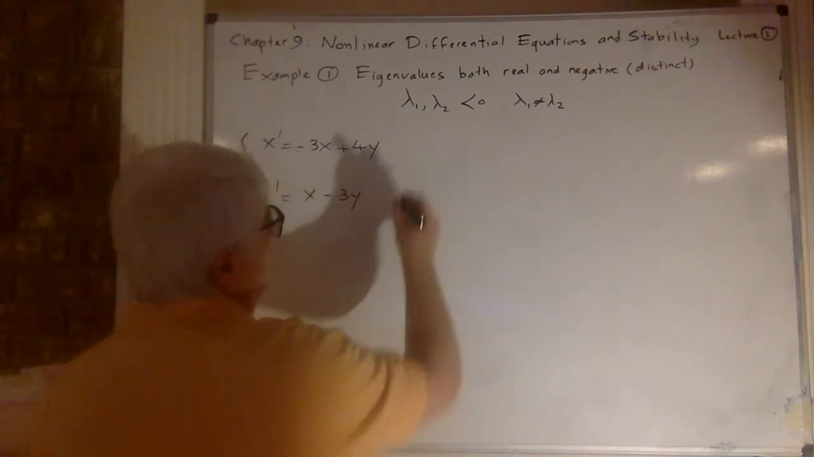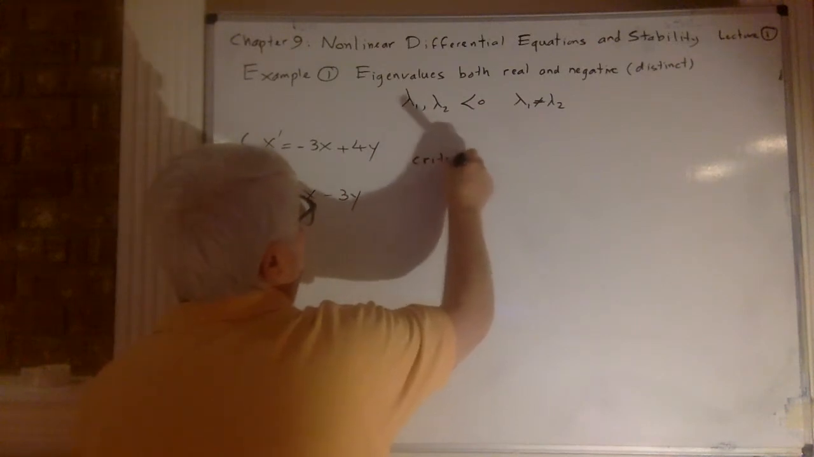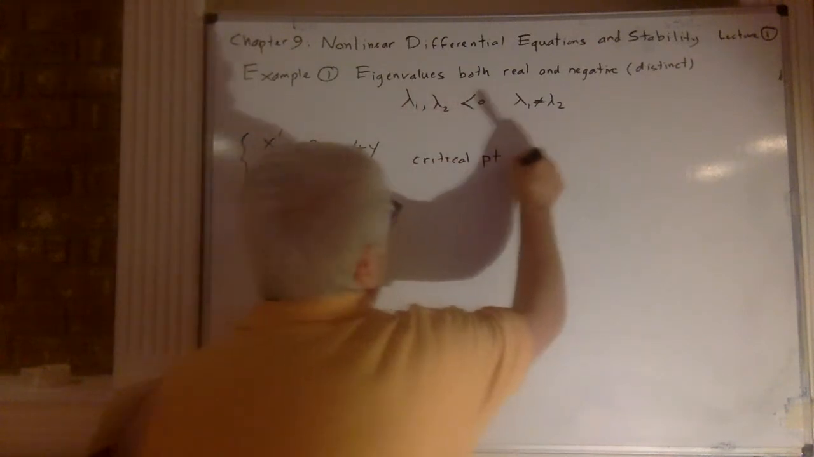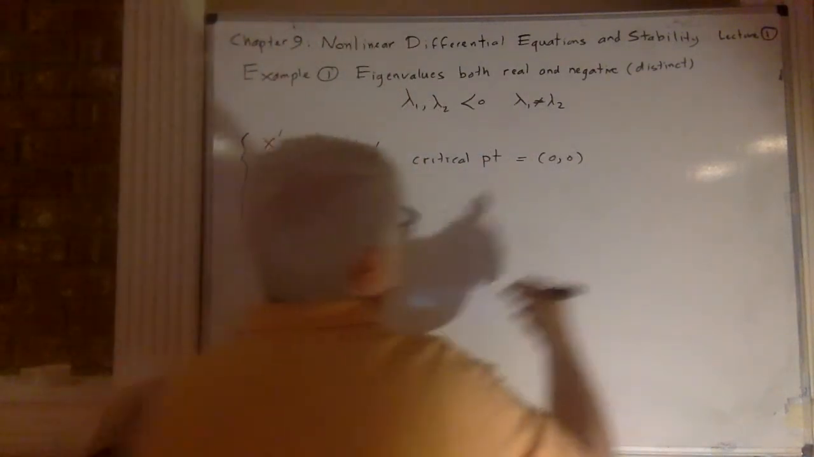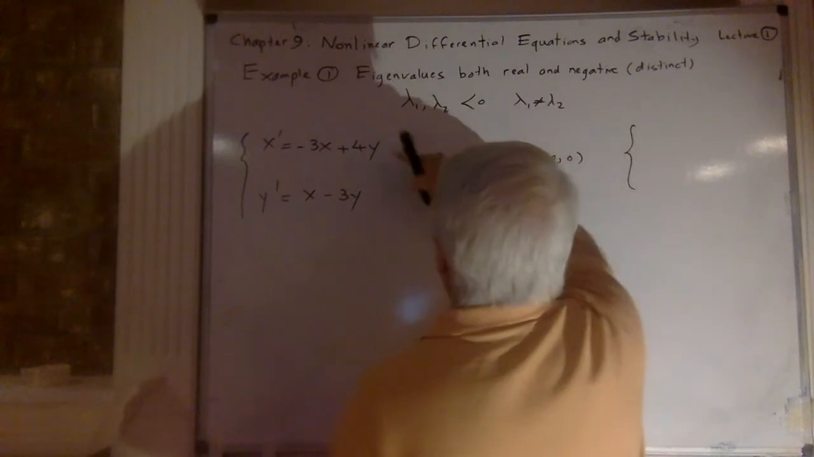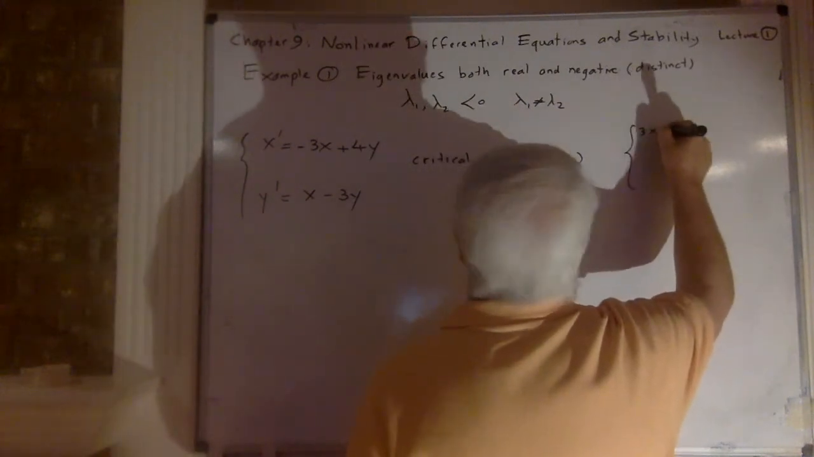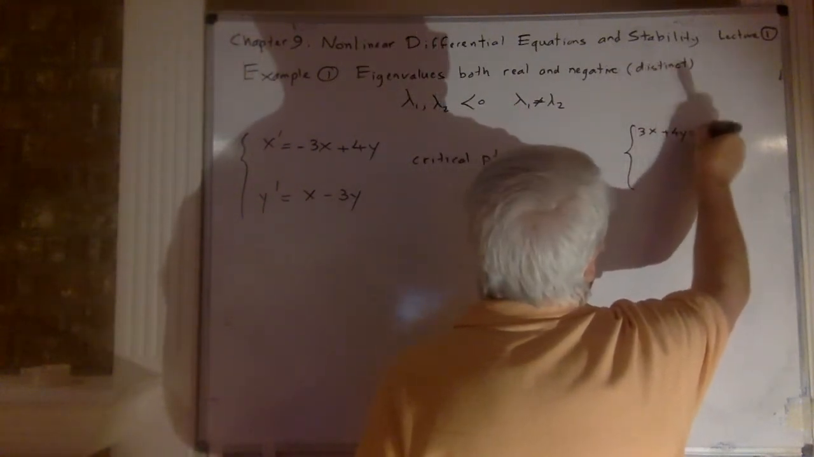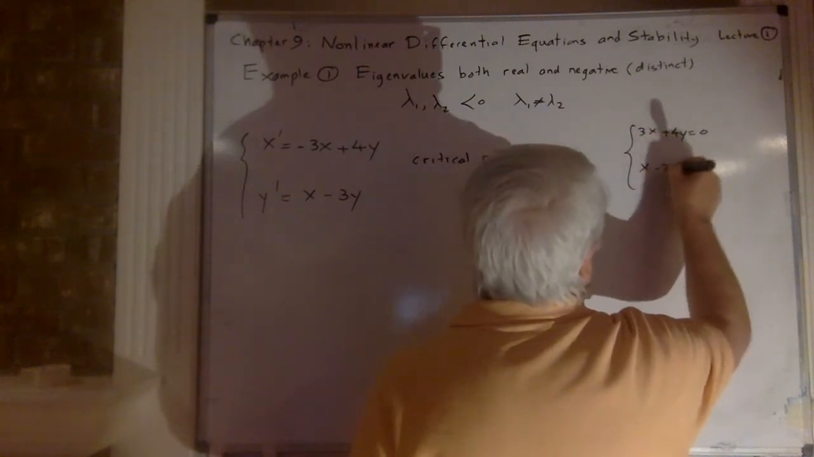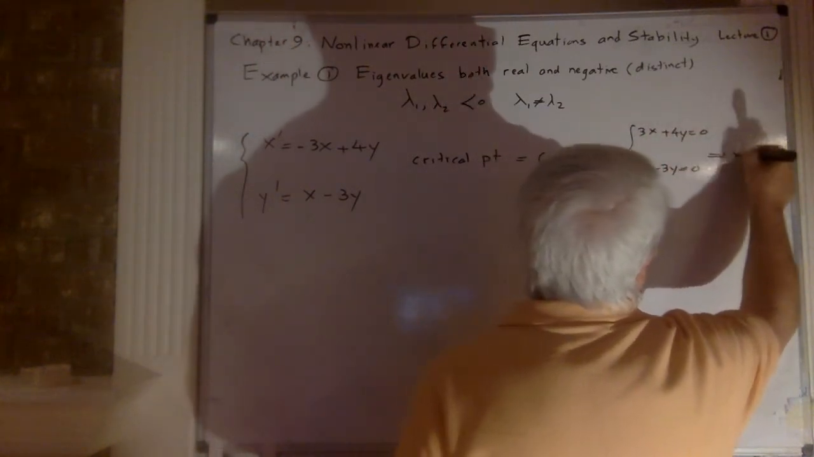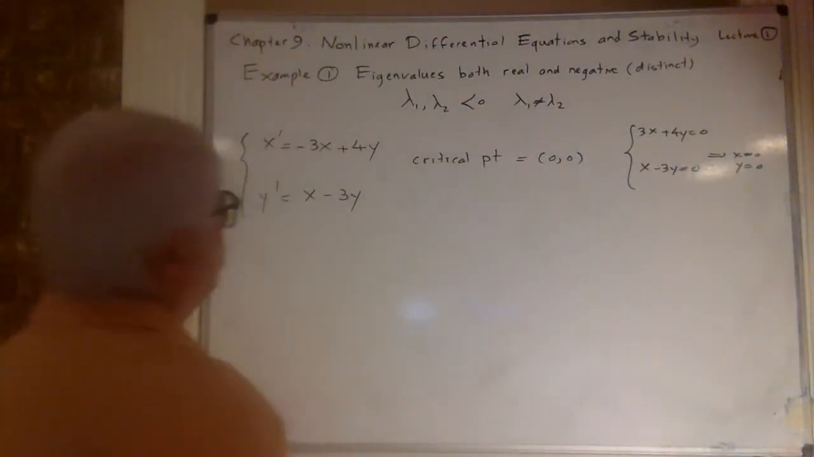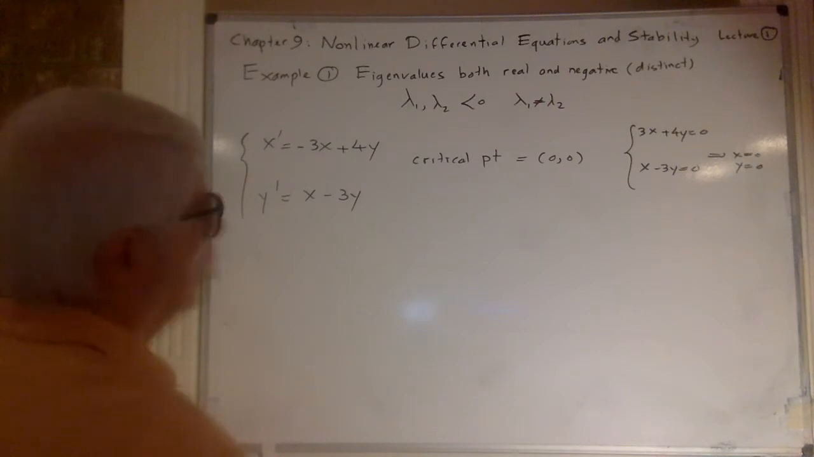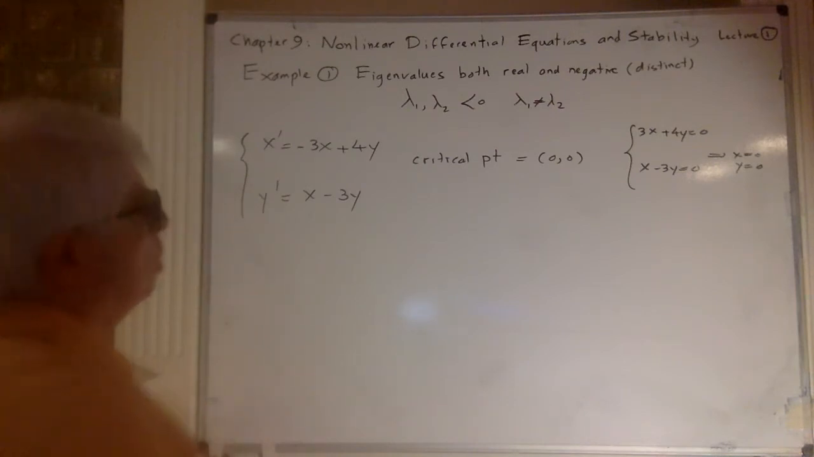A critical point is 0, 0. How do you find it? Just set them to 0. How do you find critical points? Set this one and this one to 0: minus 3x plus 4y equals 0, x minus 3y equals 0. That has only one answer, so the critical point is 0, 0. At that point, no slope is defined, and the trajectories never reach that point.